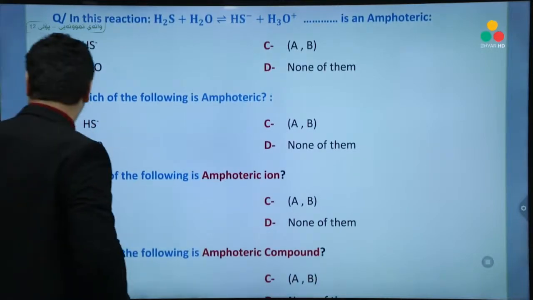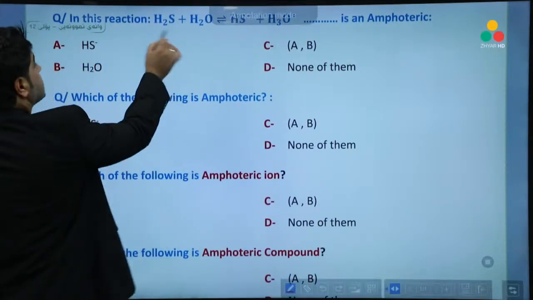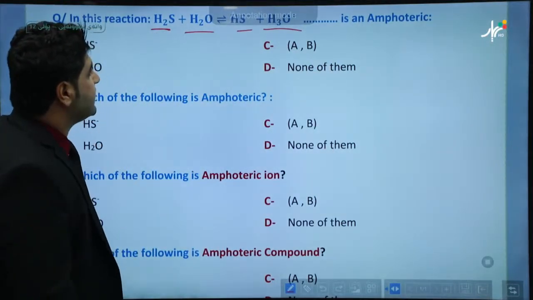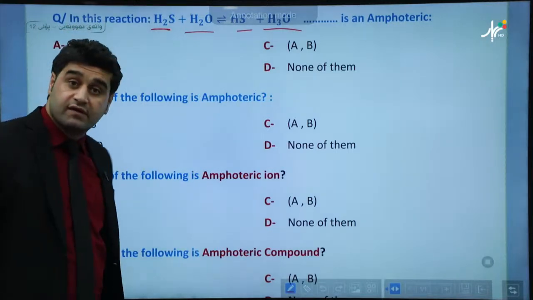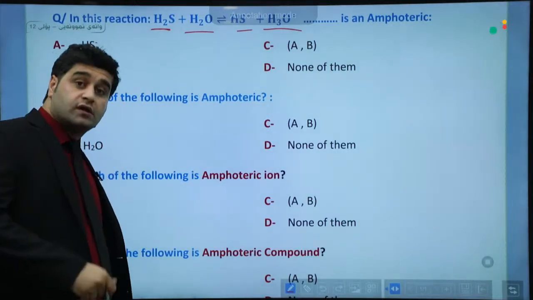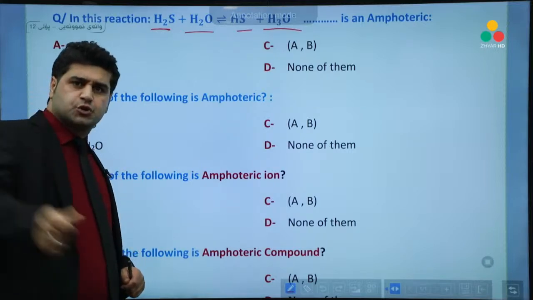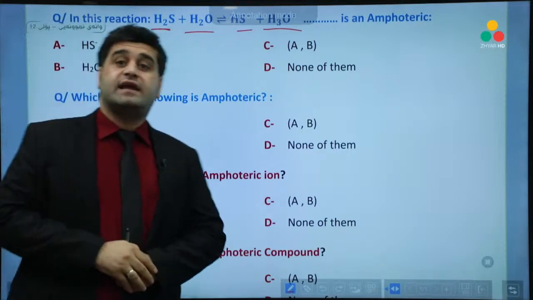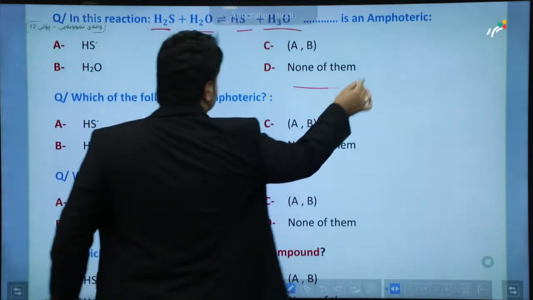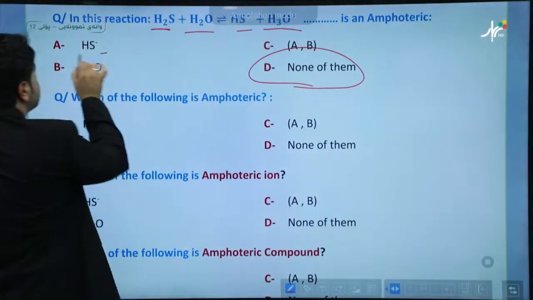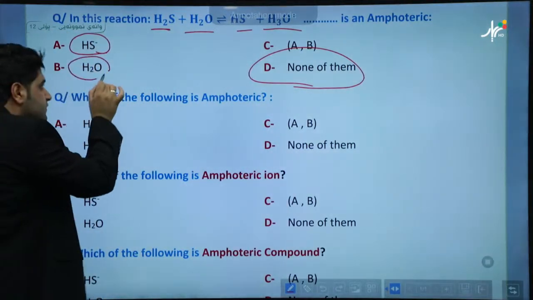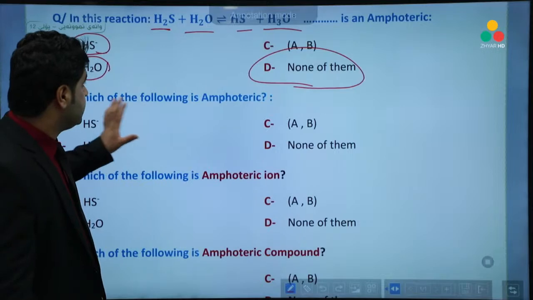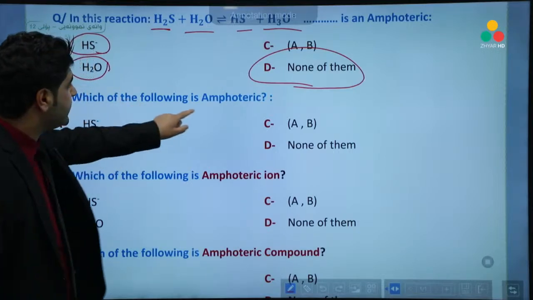In this reaction, look, H2S plus H2O produces HS- and H3O+. We have the reaction, so we don't have amphoteric. I remember you told me, extremely sure, that when we have the reaction, we don't have any amphoteric. So none of them is amphoteric. It's amphoteric out of the reaction, but we have the reaction, so they don't.